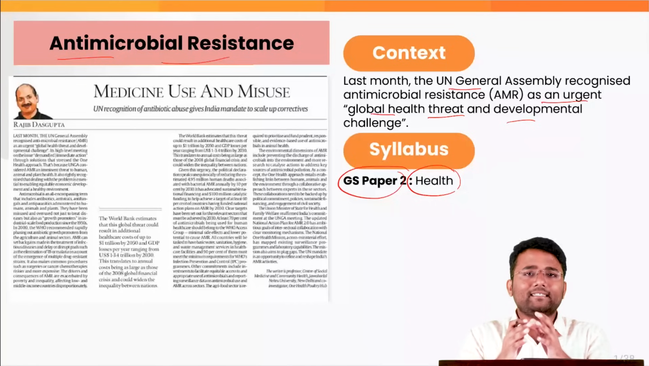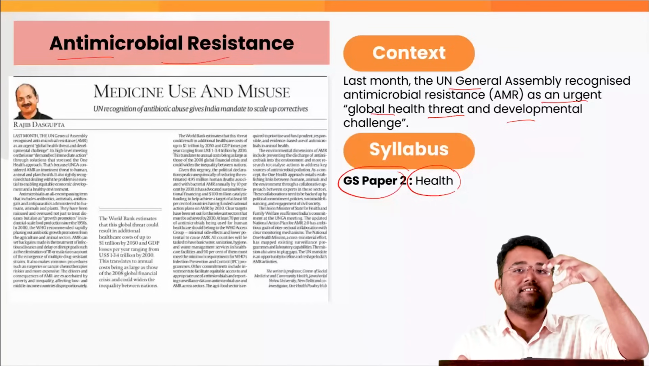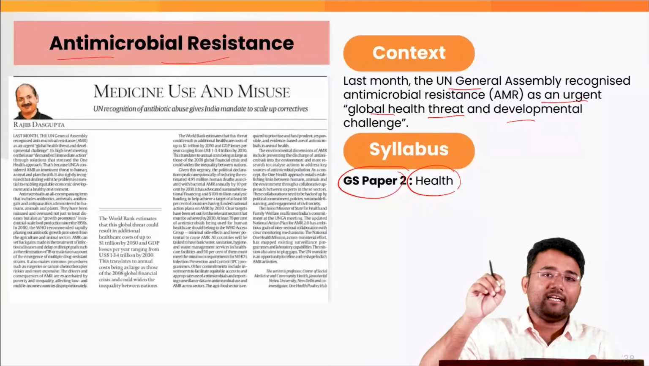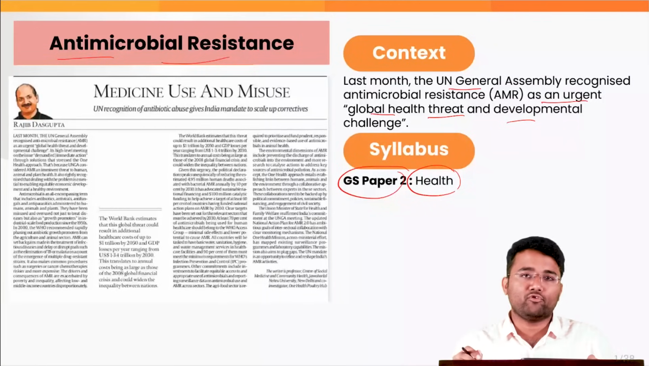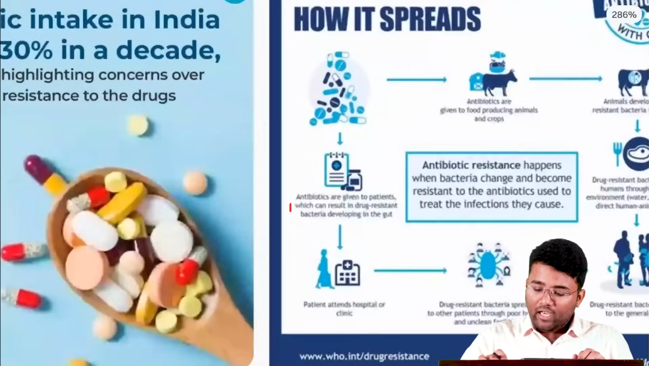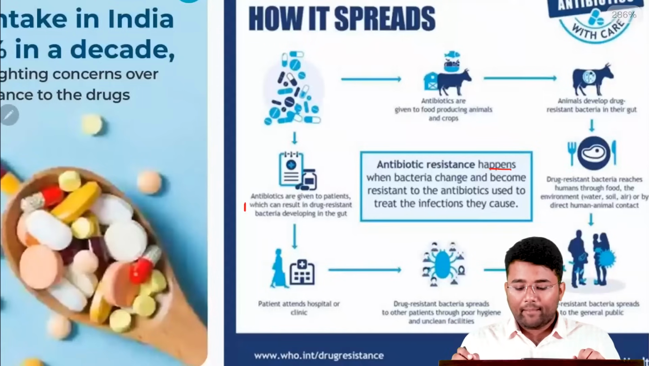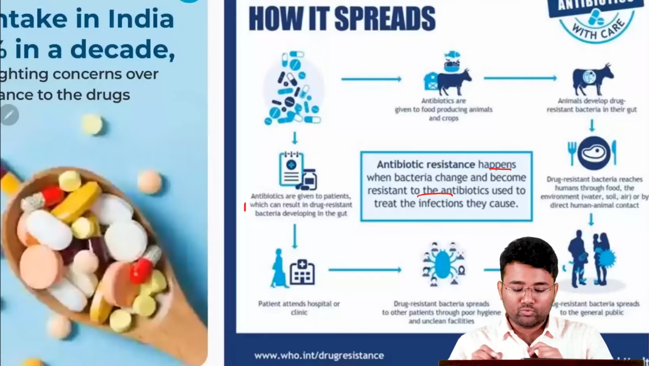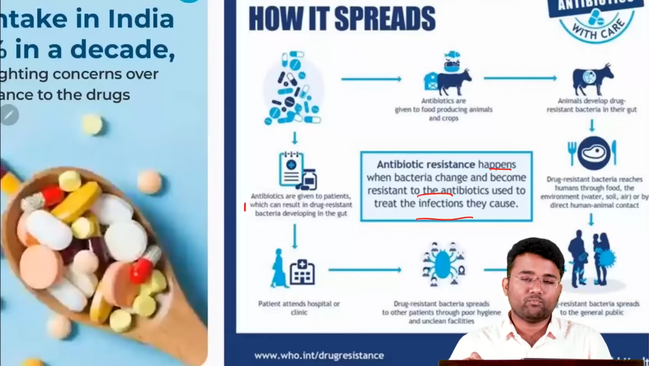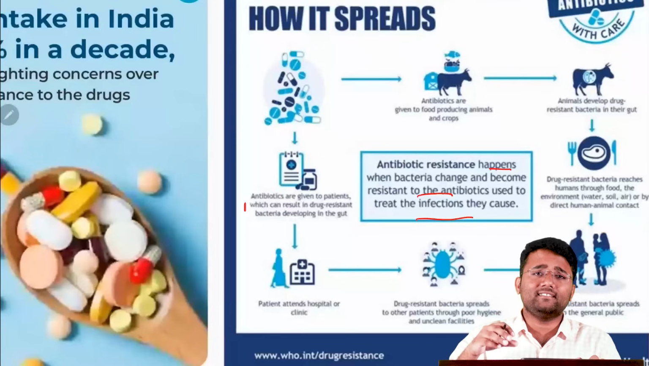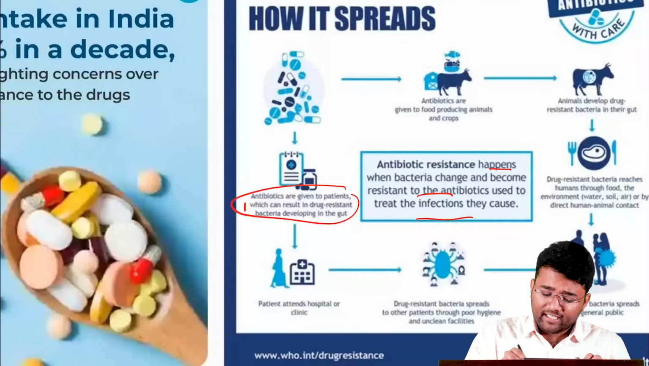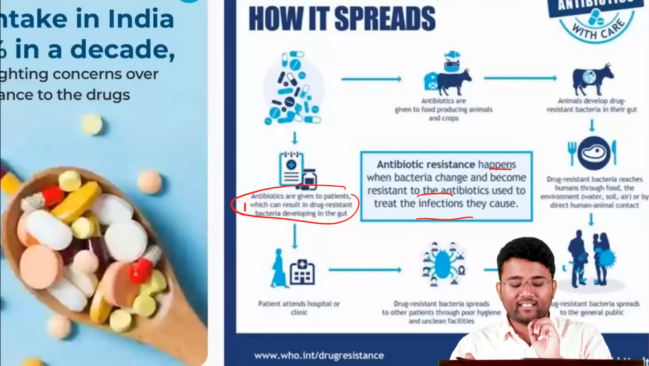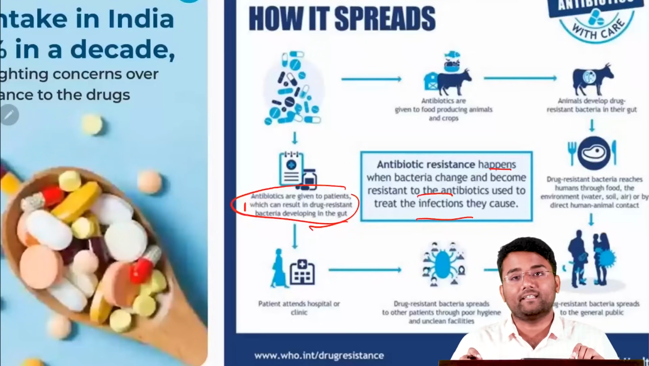Antimicrobial resistance is a large set, and under that, antibiotic resistance is a subset. You can say that antibiotic resistance is a subset of antimicrobial resistance. As we have discussed, this mainly happens when bacteria change and become resistant to the antibiotic being used to treat the infection they cause. And how does this antibiotic resistance actually happen? Antibiotics given to a patient can result in drug-resistant bacteria developing in the gut.